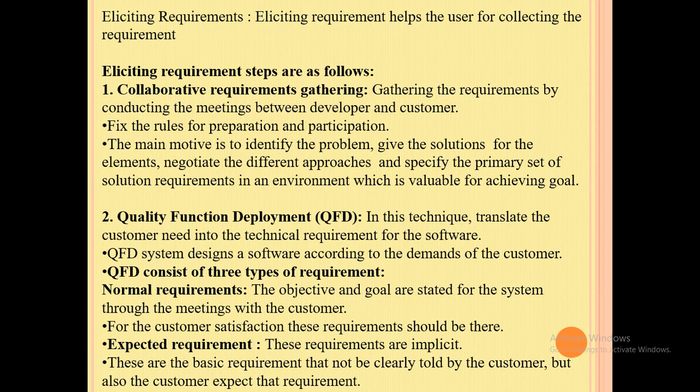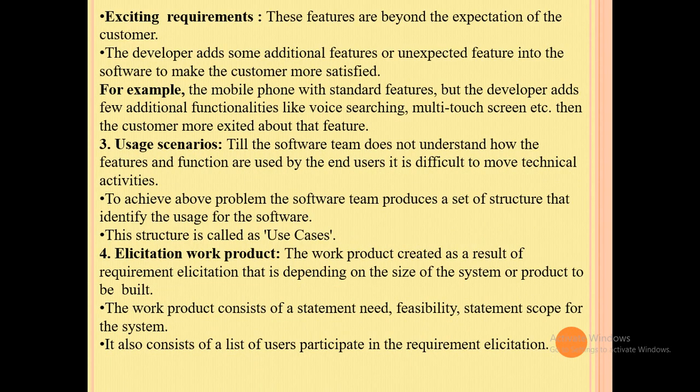First is the normal requirement, where objectives and goals are stated for the system through the meetings with the customer. So they identify the objective and goal by just meeting with the customer. Second, for customer satisfaction, these requirements should be there, because if your customer is satisfied, you're going to get more business. Second, expected requirement. These requirements are implicit. So these are basic requirements that may not be clearly told by the customer, but the customer expects those requirements.